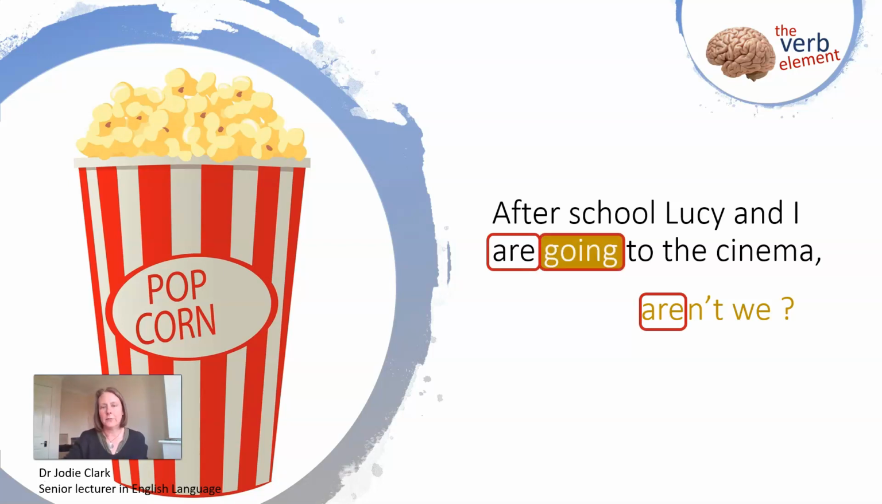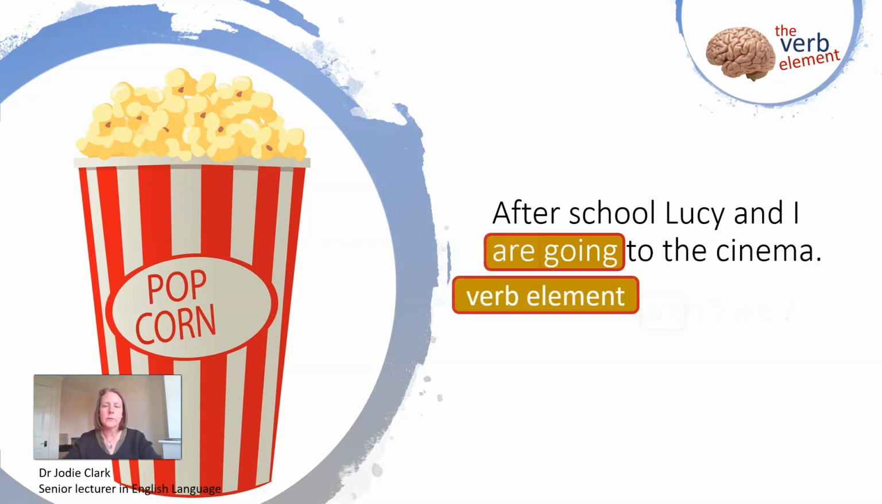We ask if it's a lexical verb. Well, I can define it. Going means you move from one place to another. Is it a verb? Yeah, it feels like a verb. It's got ing at the end. I go, you go, he goes. We're all going. Yep, feels like a verb. So it is a verb. It's a lexical verb. We stop. We realize we've got the verb element.